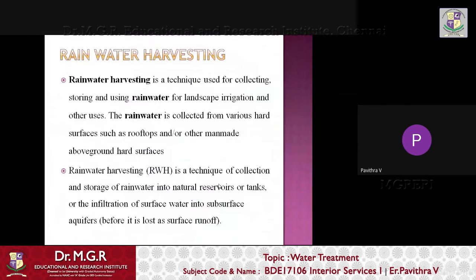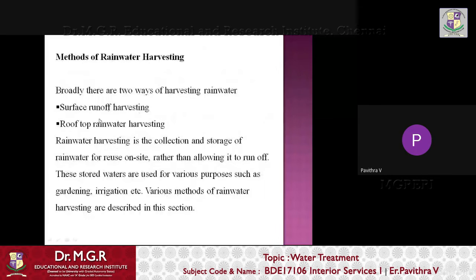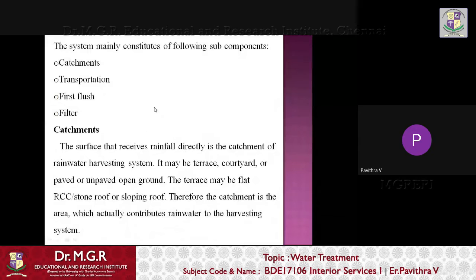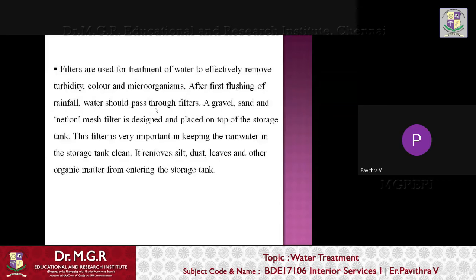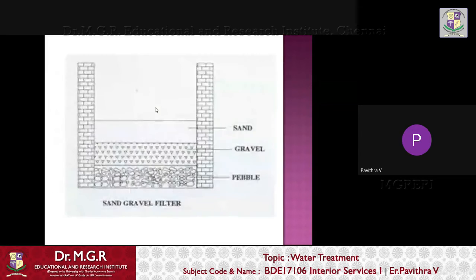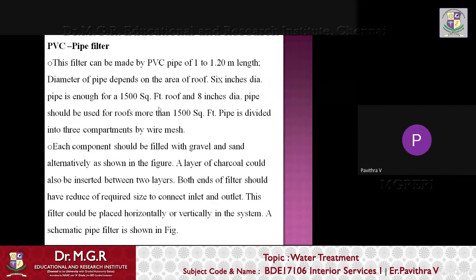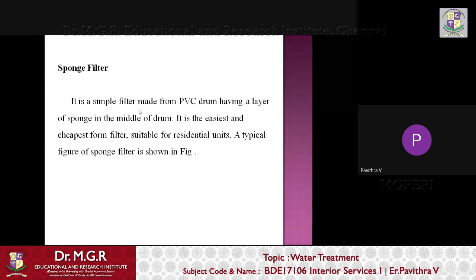So today we saw the basic definition of rainwater harvesting, that is collecting, storing and using rainwater for irrigation purposes or other household uses. We saw 2 different types, surface and rooftop. The components in rooftop are catchment, transportation, first flush, and the filter. The filter can be divided into sand gravel filter, charcoal filter, PVC pipe filter, and sponge filter.